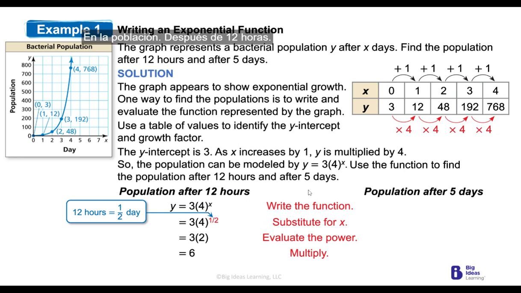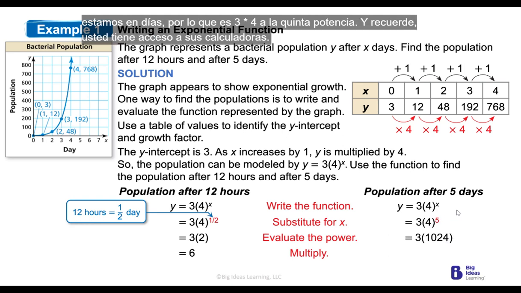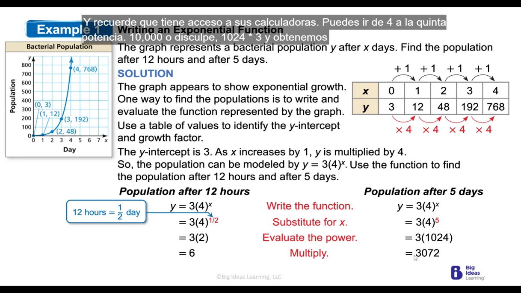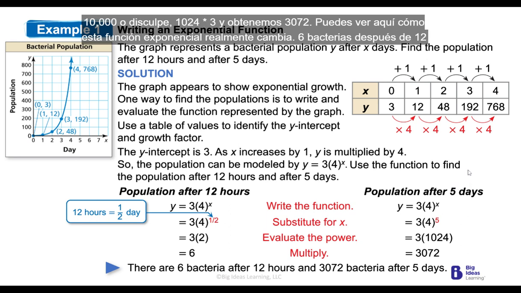Now let's look at that 5 days. We still have y equals 3 times 4 raised to the x power, but this time we're already in days. So it is 3 times 4 to the 5th power. Now remember, you do have access to your calculators. You can go 4 to the 5th power is 1024 multiplied by 3, and we get 3072. You can see here how this exponential function really changes. 6 bacteria after 12 hours, 3072 bacteria after 5 days.